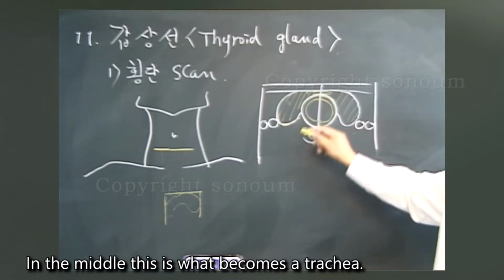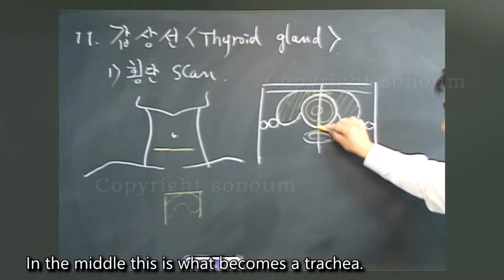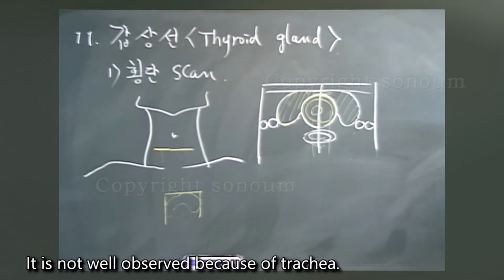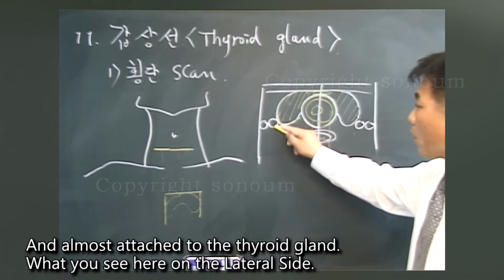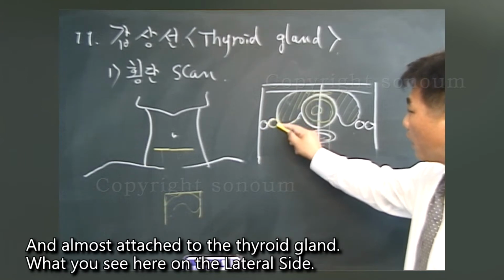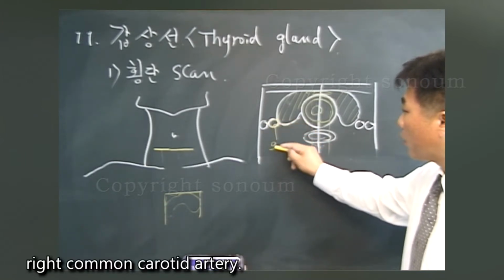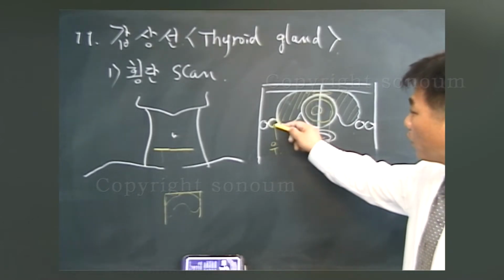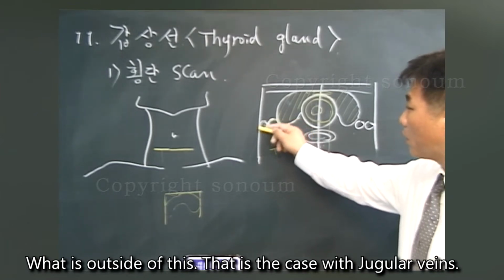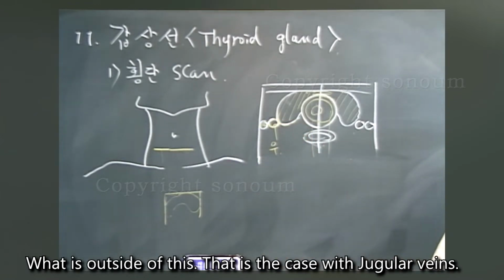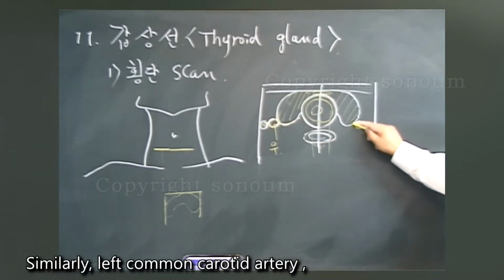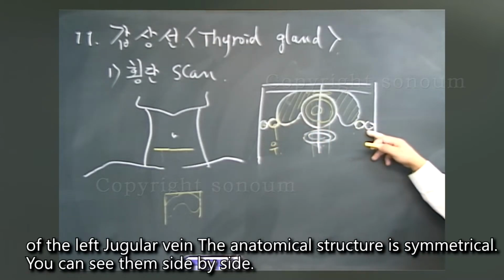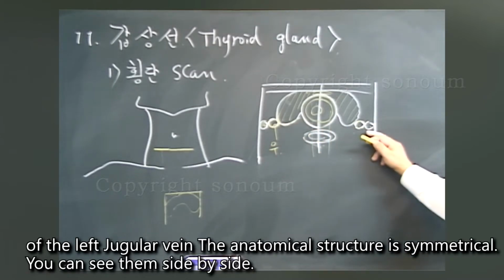In the middle, this is the trachea. At the back is the esophagus. It is not well observed because of the trachea. And almost attached to the thyroid gland, what you see here on the lateral side is the right common carotid artery. What is outside of this? That is the jugular vein. Similarly, the left common carotid artery and the left jugular vein. The anatomical structure is symmetrical. You can see them side by side.